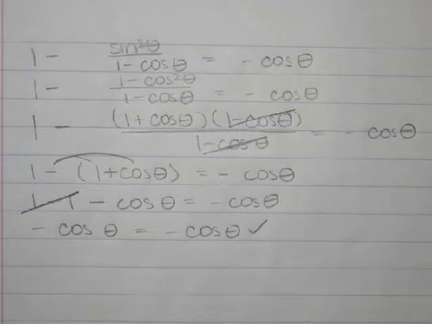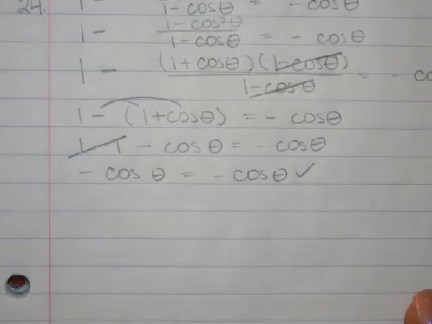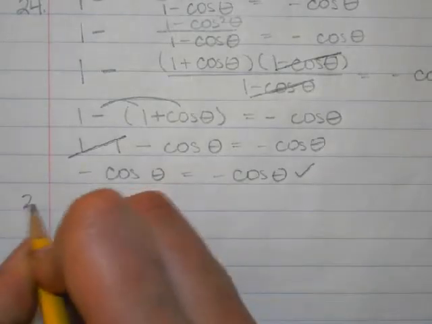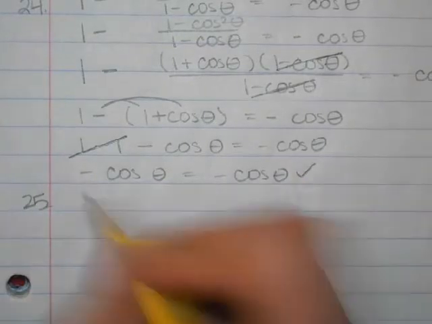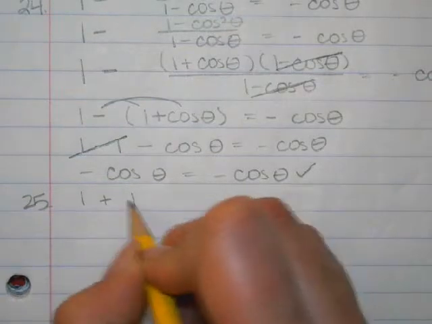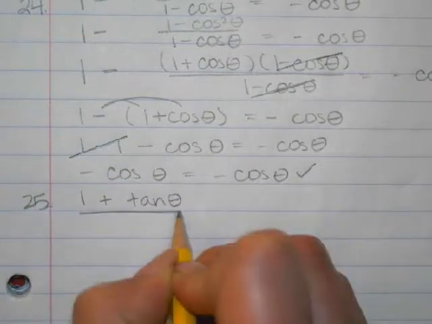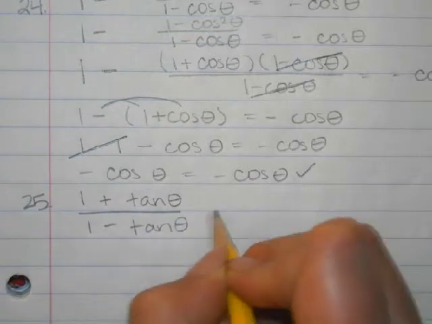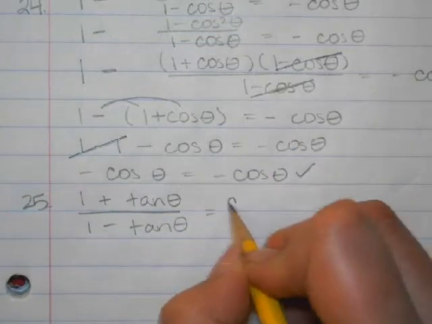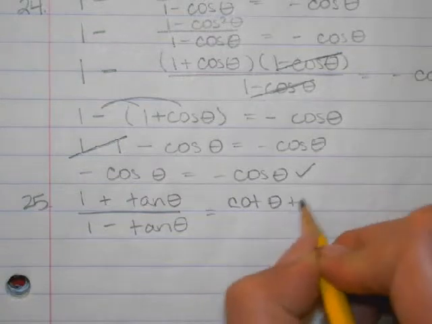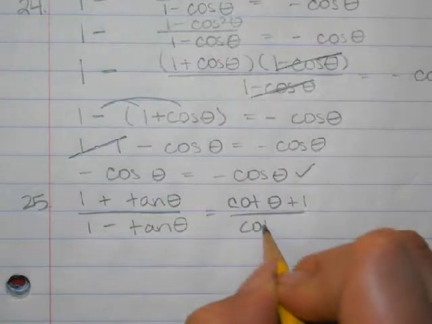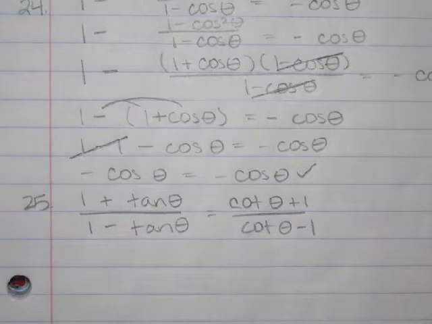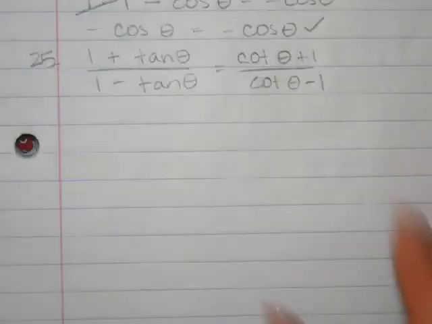All right, we're going to also look at number 25. The reason I want to look at 25 is because 25 is a very common problem. 24, not very common. I don't see those a lot. 25, very, very common. I see problems like this all the time. So you want to make sure that the way that we do number 25 makes sense.